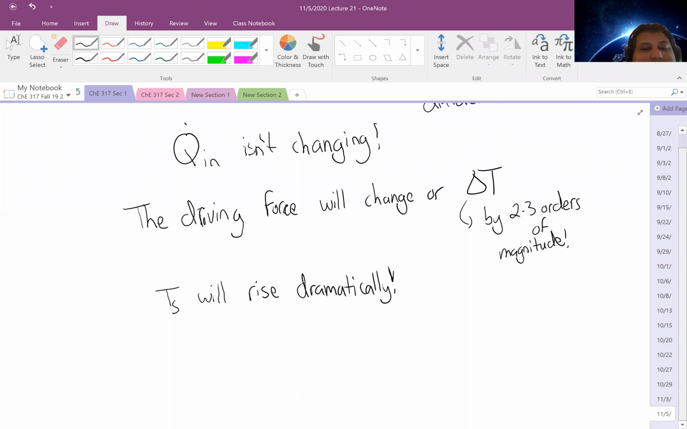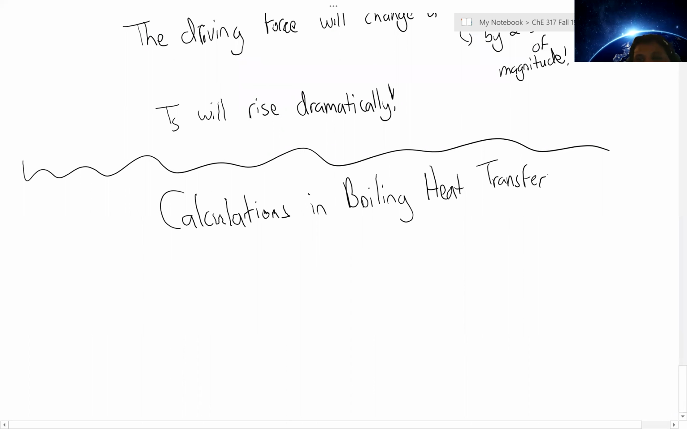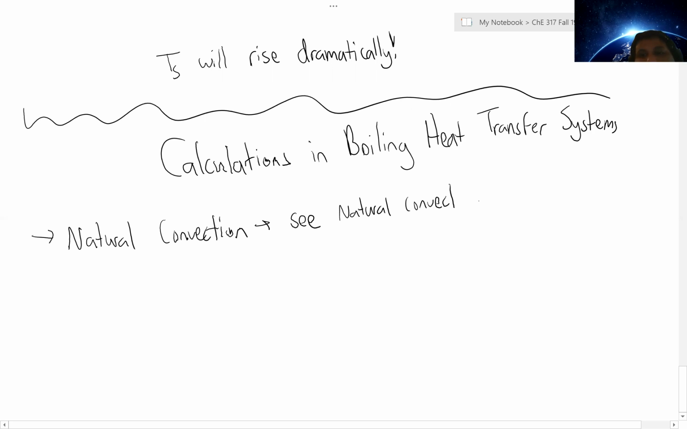All right, if not, let's shift gears and talk about calculations and our boiling heat transfer systems. So in that first regime for natural convection, we don't really do a whole lot. I would say see the natural convection calculations in the book. I believe it's in chapter 12.